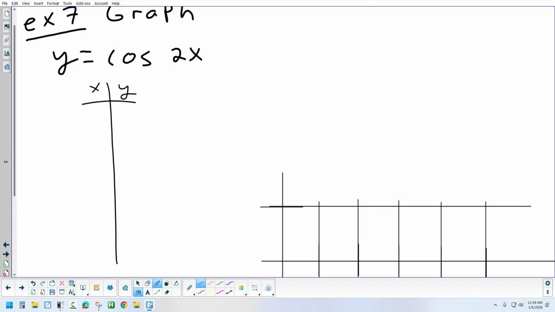Okay, cosine 2x. First thing to look at is what kind of arithmetic is it? It's multiplication. It's a stretch. And it's next to the x. Next to the x means it's inside. So that means y values stay the same. What are my y values for cosine? Yep. 1, 0, -1, 0, 1. Okay, original x's, I'm going to put those on the outside.